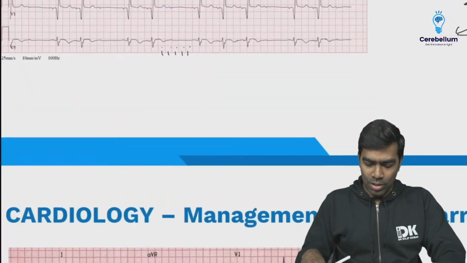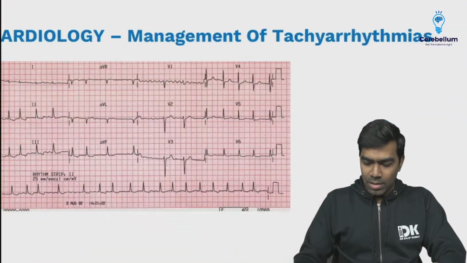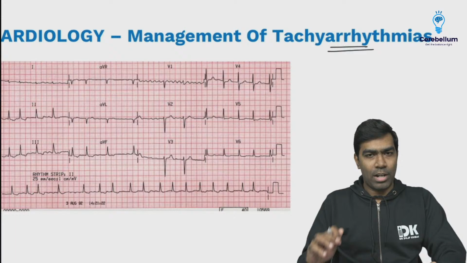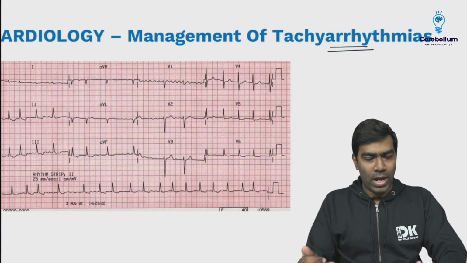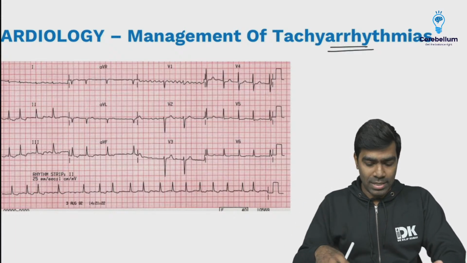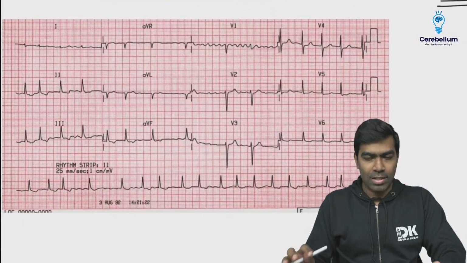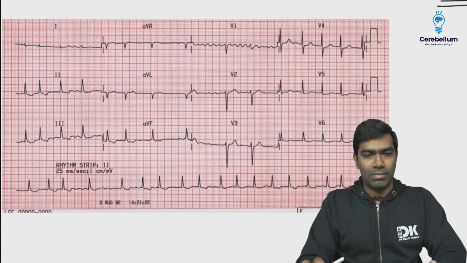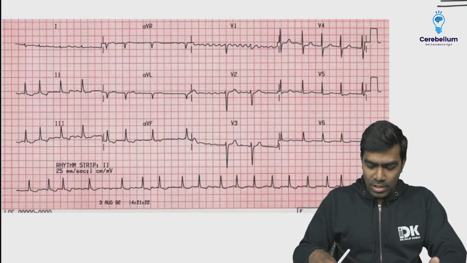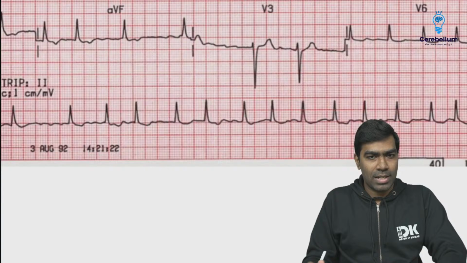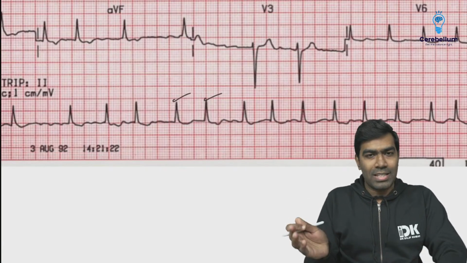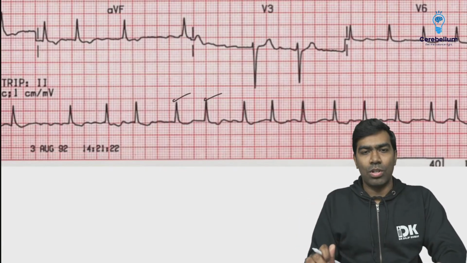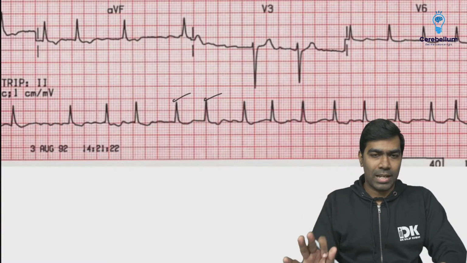Okay, now going to the management of tachyarrhythmia. I'll talk about the management of tachyarrhythmia in a while, but let us diagnose 4 important ECGs for your exam. So what is this ECG? This is a very, very common ECG in your exam. This patient is surely having a tachyarrhythmia. How can I say it is tachycardia? Because if you have less than 3 large boxes between 2 QRS complexes, it's a tachycardia. That's what you need to know.